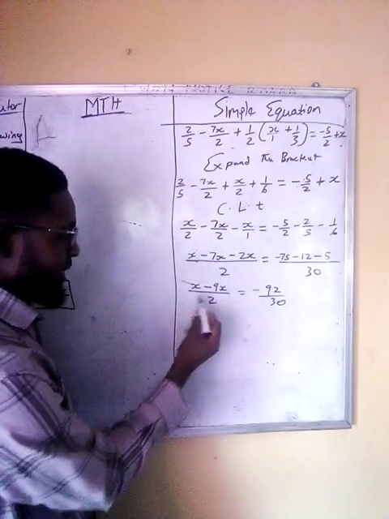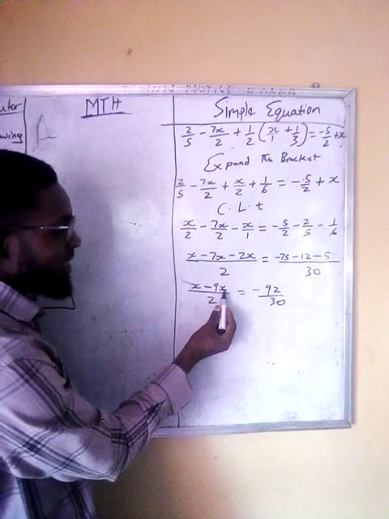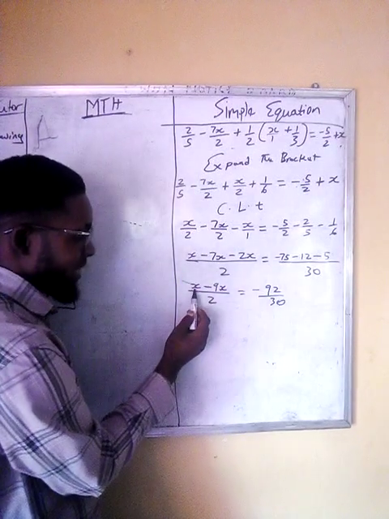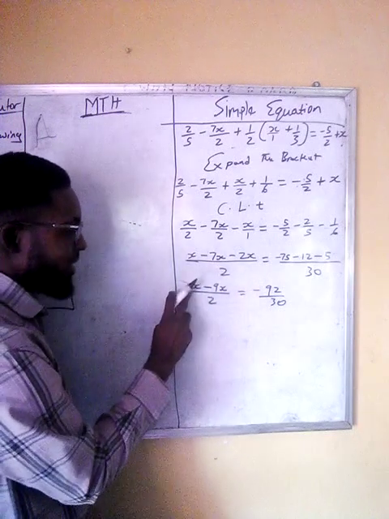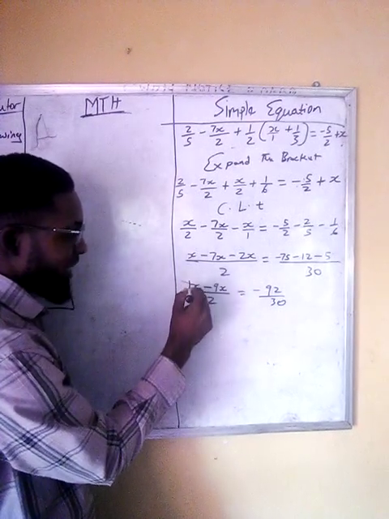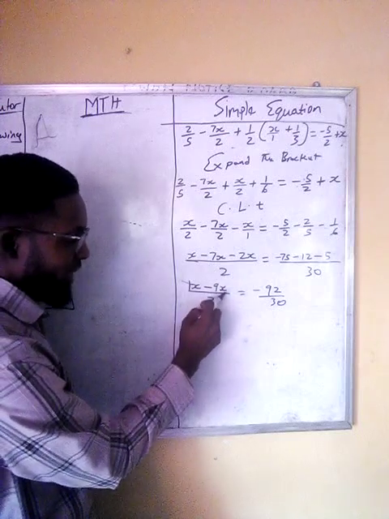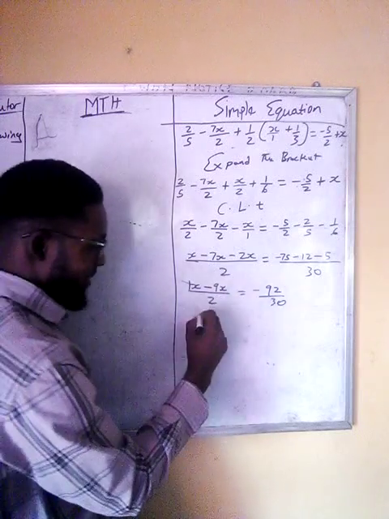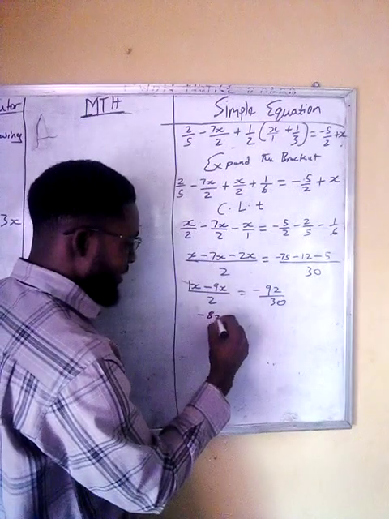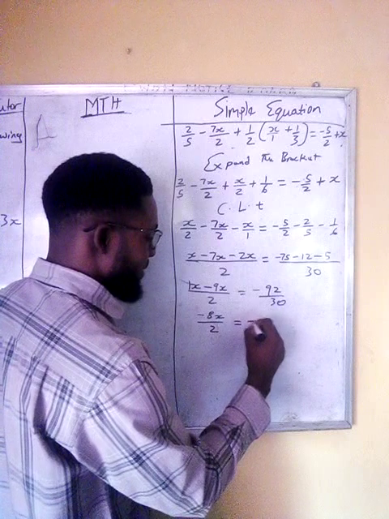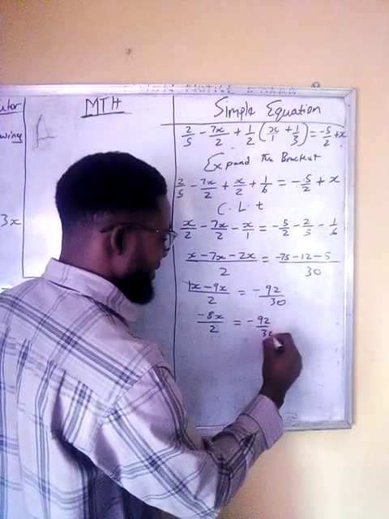Okay, let's move further. Minus 9x means that you are owing. Since you are owing, this is x, the one you have. So you have just one x, and then you are owing 9x. So when you pay your debt, you are still owing, which is minus 8x all over 2 equals to minus 92 over 30.